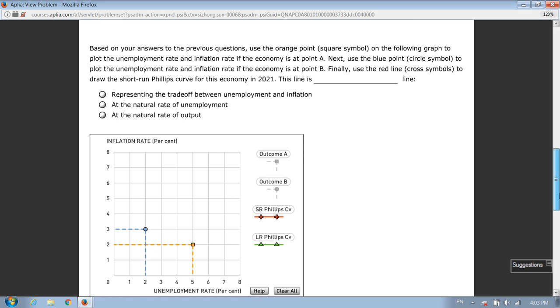Finally, use the red line to draw the short-run Phillips curve for this economy. So just link these two points. This line is downward sloping, representing a trade-off between unemployment and inflation. The higher the unemployment rate, the lower the inflation rate.